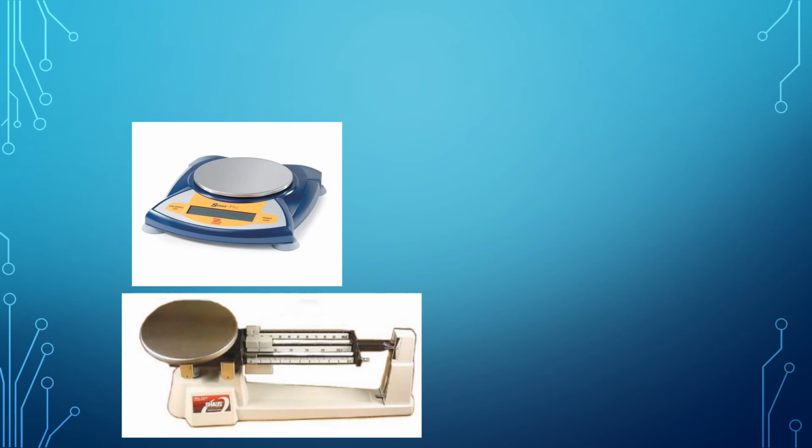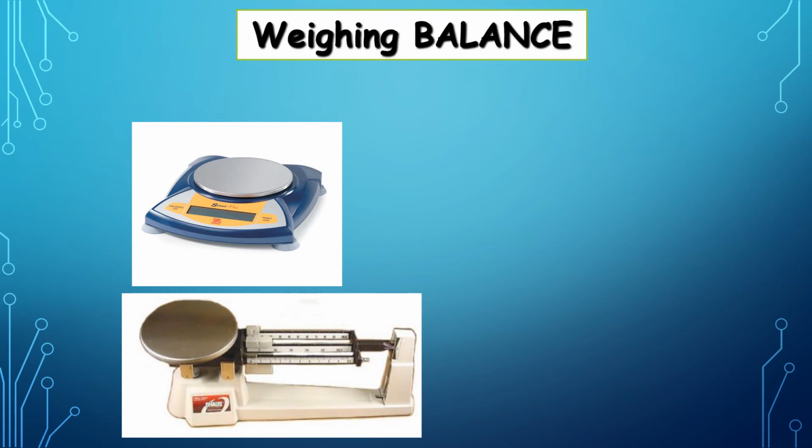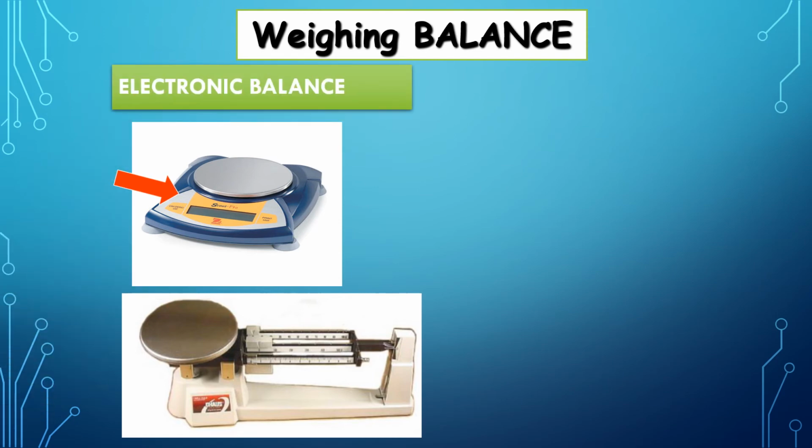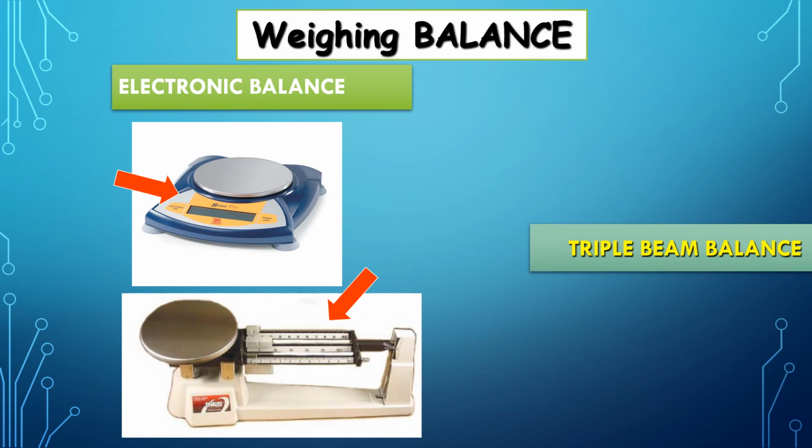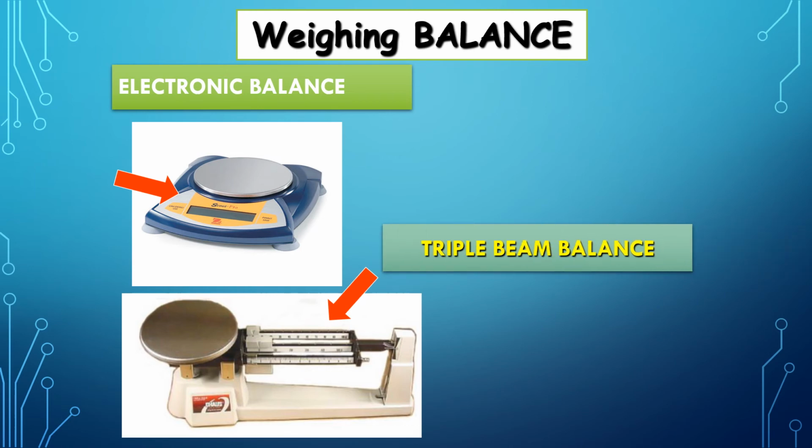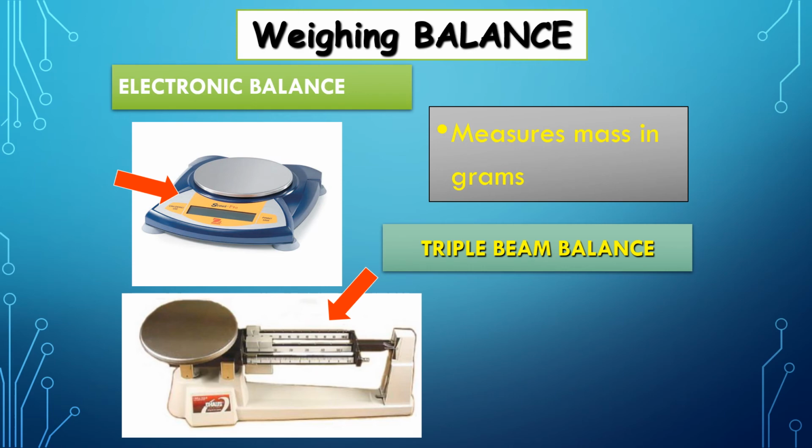Now let us see this one. What is the name? They are called weighing balance. So there are types of weighing balance. The first one is electronic balance, and the other one is triple beam balance. Before, we were using the triple beam balance, but now we have the electronic balance, which is easier. So what is the function of this weighing balance? It measures mass in grams.